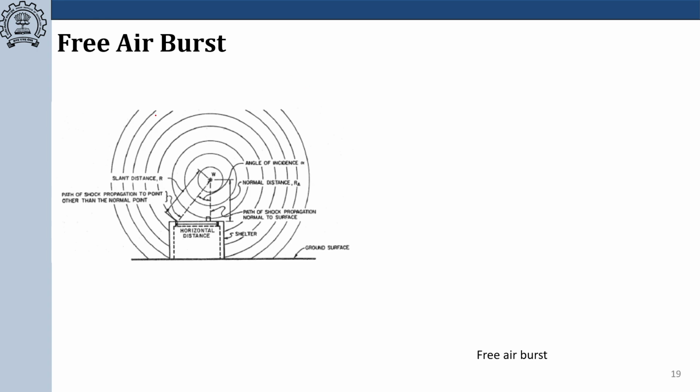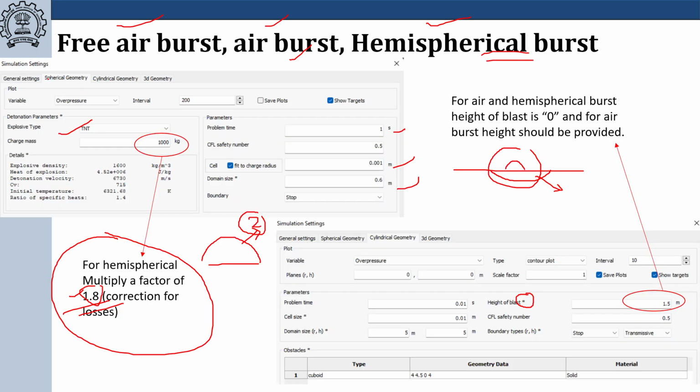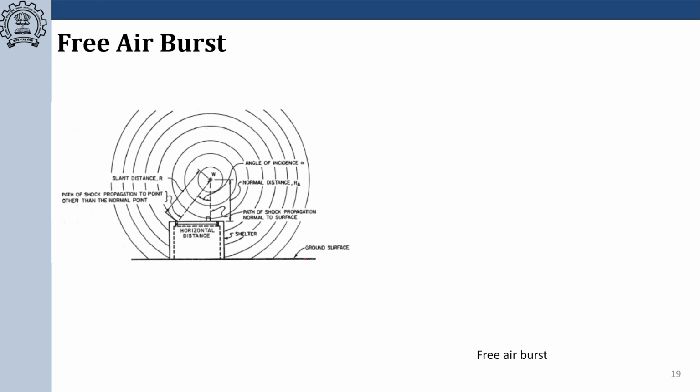So free air burst scenario, I think it has been discussed in the class, but again. Okay, height of the blast. That will be clear when we discuss the free air burst and air burst scenarios. I'll be explaining separately. So free air burst is basically, the typical example would be, say a projectile or a bomb explodes right above the structure, and the shock wave directly propagates and hits the structure. Such a case is a free air burst scenario.